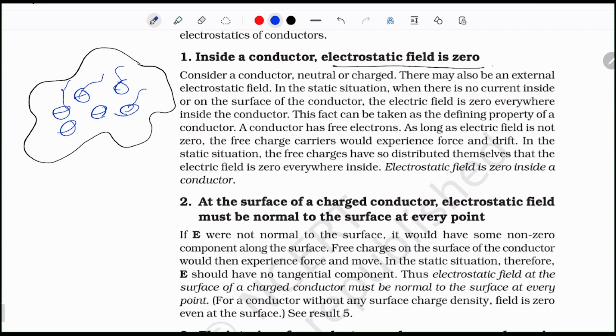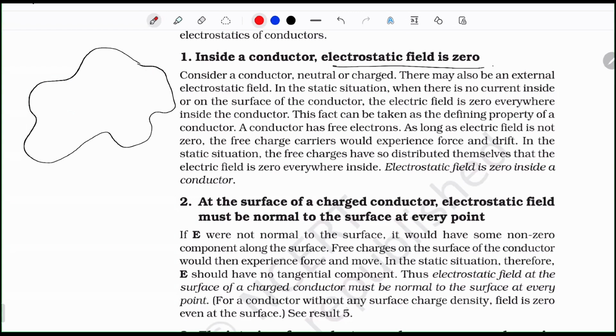Now let us say that the electrons were in such a way that there existed an external electric field. So there is an external electric field, and all of these electrons are scattered inside the metal. Because the electrons are free to move, the external electric field is going to drive them around. But the moment that they start moving around, they are no longer in this position.